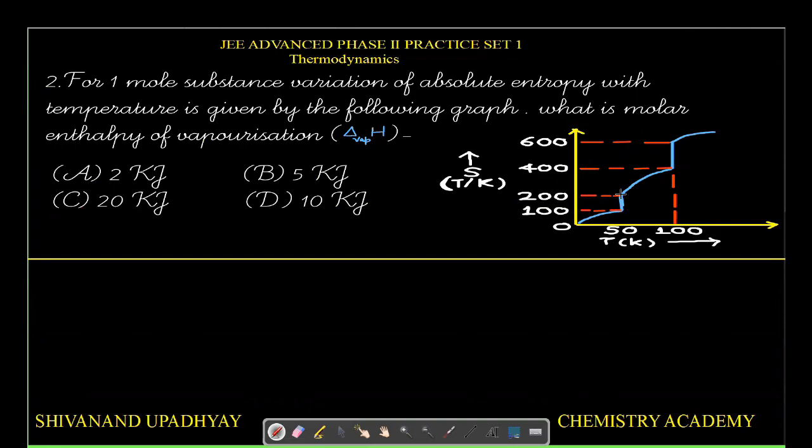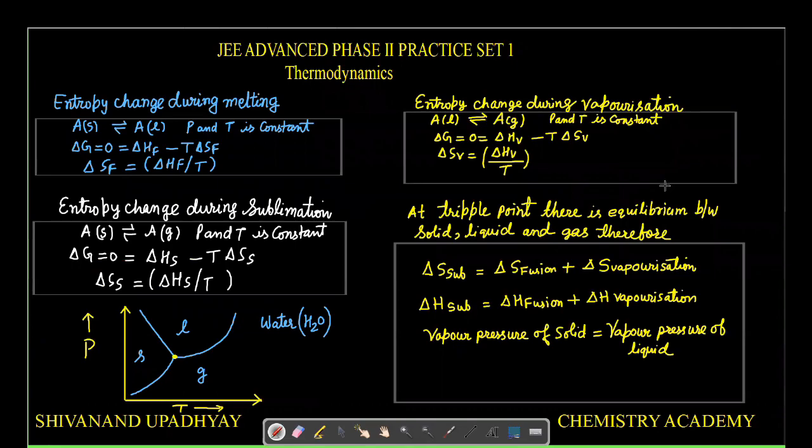Then conversion of solid to liquid, then heating of liquid, then conversion of liquid to gas, and then heating of gas. So first we revise the concept regarding entropy change during phase transition. Entropy change during melting: we can say that A in solid state is in equilibrium with A in liquid state. When melting is taking place at melting temperature and pressure, there is an equilibrium between solid and liquid state.